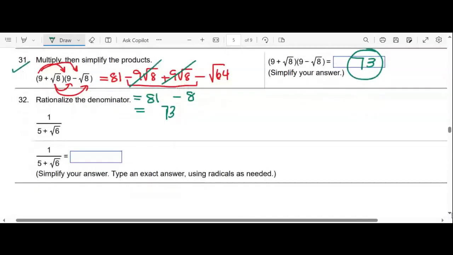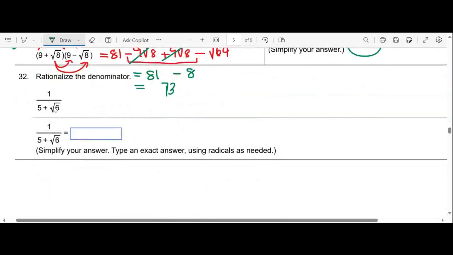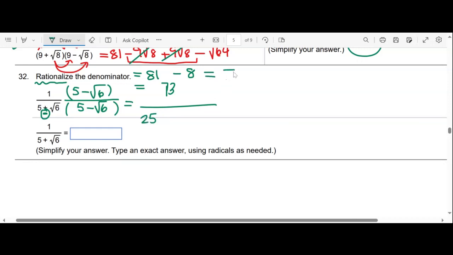Now we go for rationalize the denominator. If you rationalize the denominator, what should you do to the middle sign? You have to change it. So you have to multiply times the same numbers but with a different sign. If you multiply in the bottom, you multiply in the top. Very good. So what are you going to get in the bottom? Tell me. 5 times 5? 25.